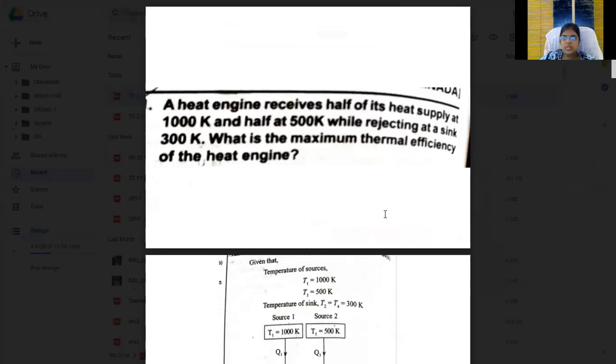So next we will continue the problems. So here it is the problem. A heat engine receives half of its heat supply at 1000 Kelvin and half at 500 Kelvin while rejecting at a sink at 300 Kelvin. What is the maximum thermal efficiency of the heat engine?